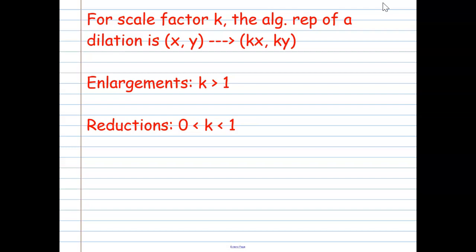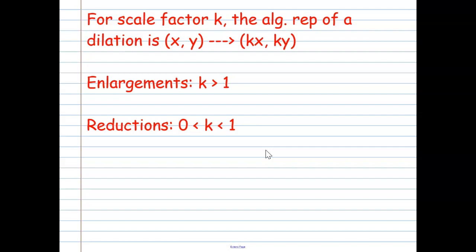All right, so we're going to call that scale factor that we found in the last lesson k. And the algebraic representations are pretty darn easy. We're just going to multiply each x and y coordinate by that scale factor, by that k. Enlargements are any number bigger than 1. Reductions are between 0 and 1. If 0 was our scale factor, that would just make it disappear. If 1 was our scale factor, we wouldn't do anything to it at all. It would just stay the same.